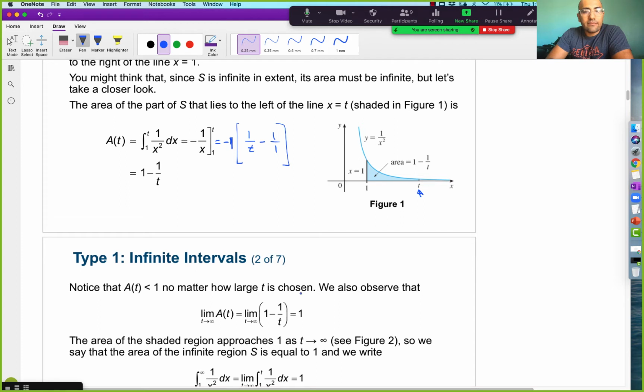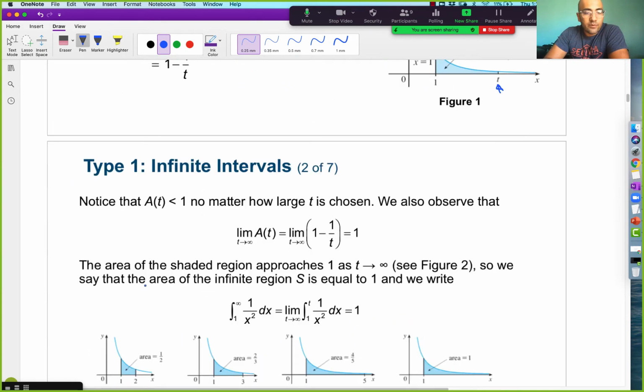Notice that A of t, the area up to t, is less than 1 no matter how large t is chosen. Because if we look at the equation we end up with 1 minus this fraction, which gets smaller and smaller as t goes out to infinity. It's always a positive number but it keeps getting smaller and smaller.